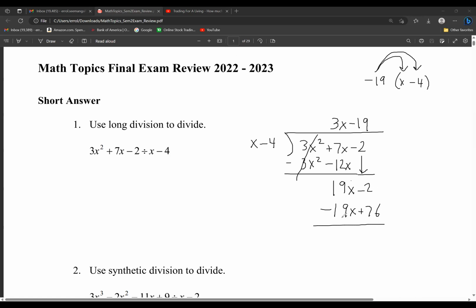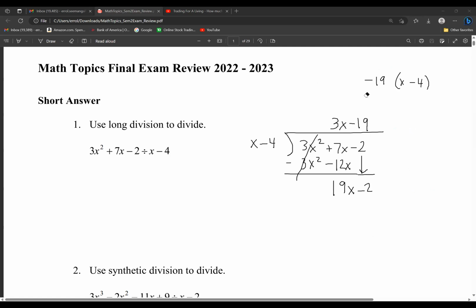So those two will cancel out. And then negative 2, what's negative 2 minus 76? That's the remainder right there. Plus negative 78. Negative 2 minus 76. So that's 3x minus 19 r 78. Let me see if I did that right. That'll be 19x plus 76. Okay, 19x plus 76. Actually, no. Let me correct this. Let me make sure my signs are right.